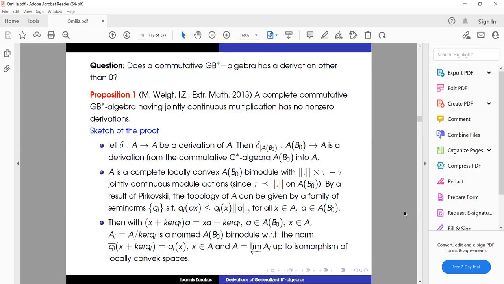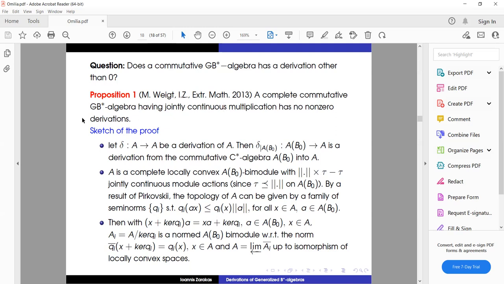Okay, so now we are going to talk about some results concerning derivations on these algebras, on GB-star algebras. Our first natural question when we dealt with these algebras is whether the same result that we saw for C-star algebras also holds in this setting. Meaning, whether in a commutative GB-star algebra we have only the zero derivation. A partial answer was provided in the Extracta Mathematicae paper some time ago, and partial because we were able to show that for a complete commutative GB-star algebra with jointly continuous multiplication, yes, we cannot expect to have anything more than the zero derivation.